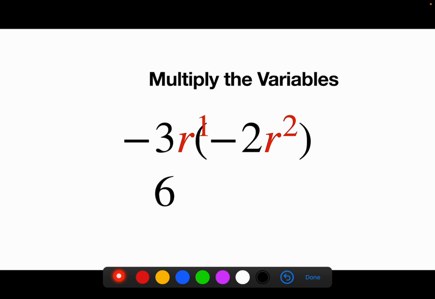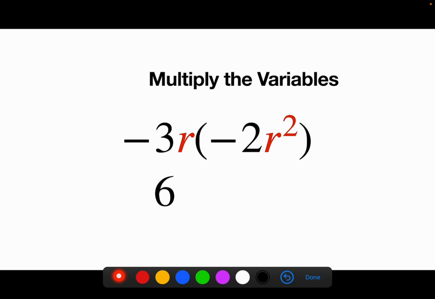After we multiply the coefficients, the next thing we're going to do is multiply the variables. Some of you might be thinking, wait, we can't multiply them because these are not like terms. You're right, they're not. When you're multiplying and dividing, it doesn't matter if they're not like terms. Like terms only matter if you're adding or subtracting. We could not add negative 3r to negative 2r squared, or even subtract them, because they don't have the same variable. But in multiplication and division, we can, and we do.